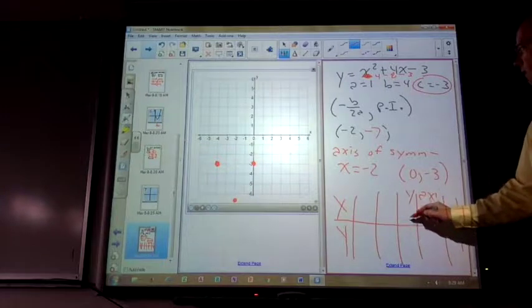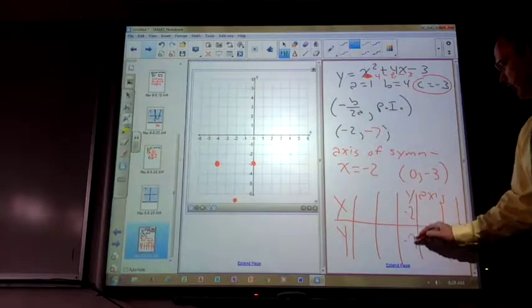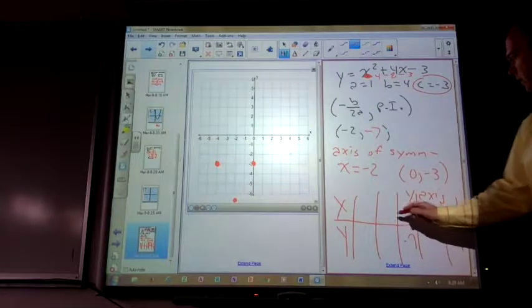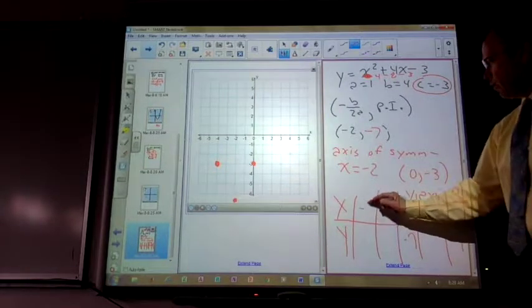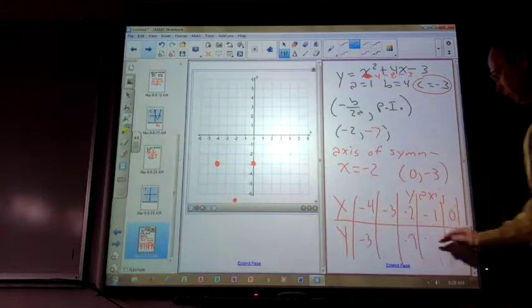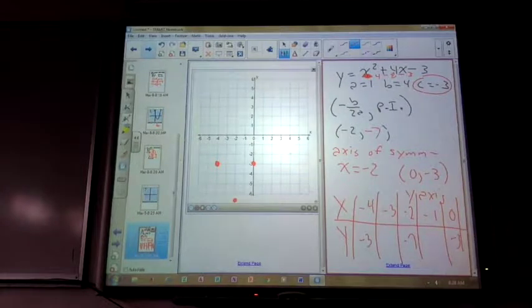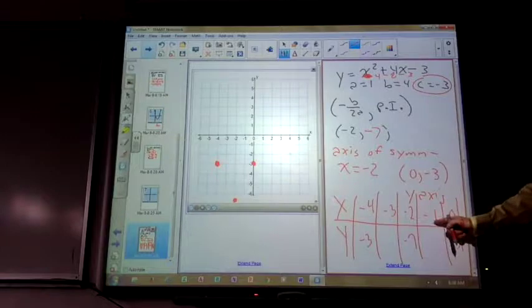My vertex is going to be here, -2, -7, -1, -3, and then 0 and -4. But we already know those. We've already done them. They already fell up there automatically. How can I find here and here?